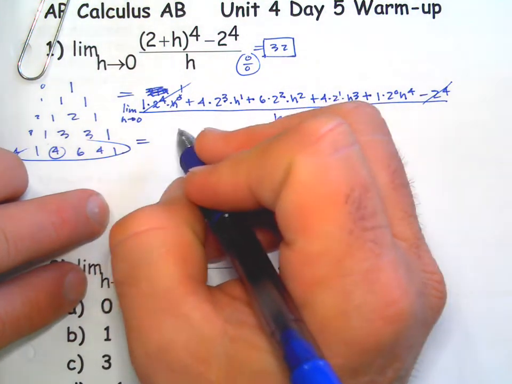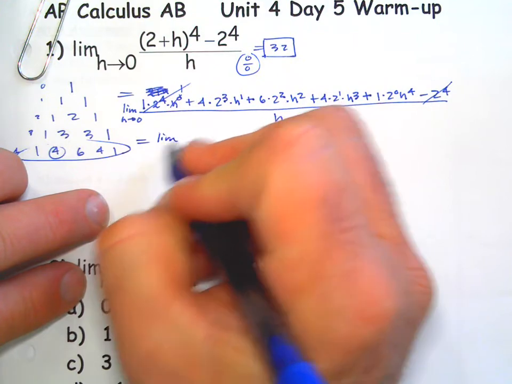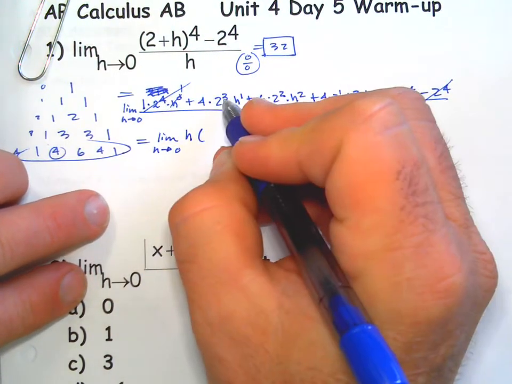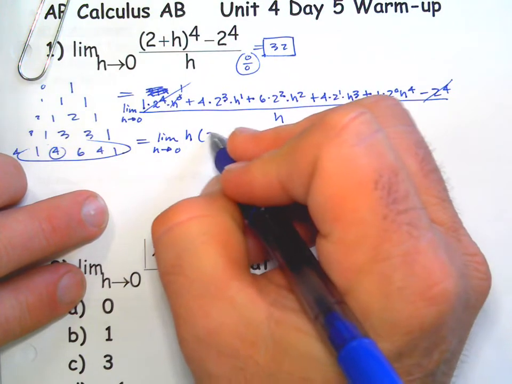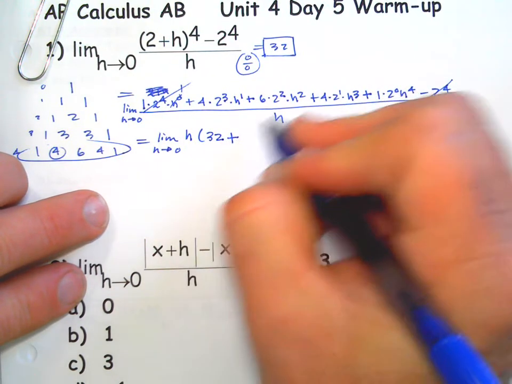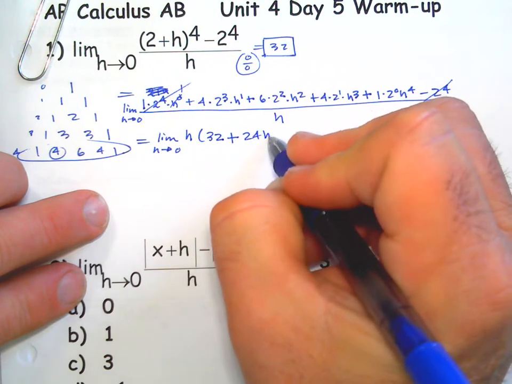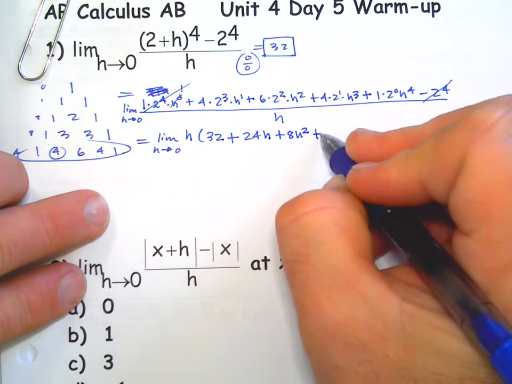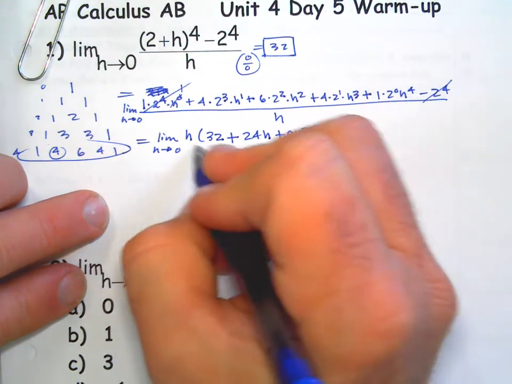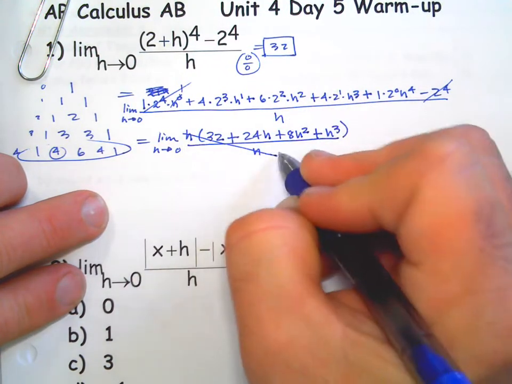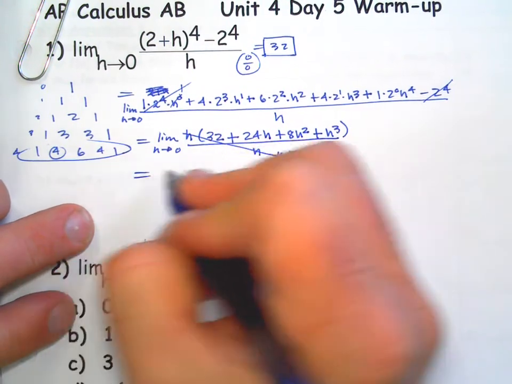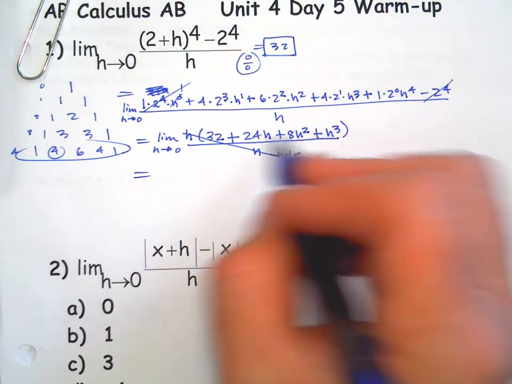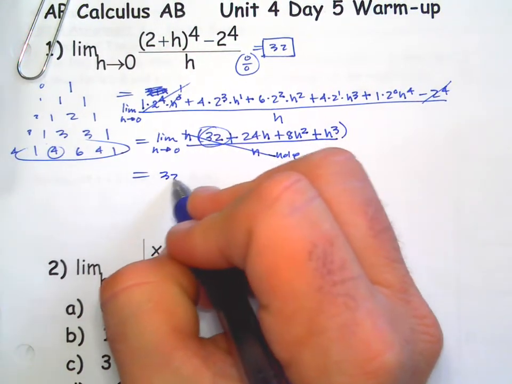Now, what I'm going to do is factor an h out of everything on the top and the bottom to get rid of the h. So if I factor an h out, this is going to be 4 times 8 is 32, plus 24h plus 8h squared plus h cubed, all over h. And then the h is going to cancel out. And then if you plug 0 in, all the terms with h's cancel out, and you're just left with 32.